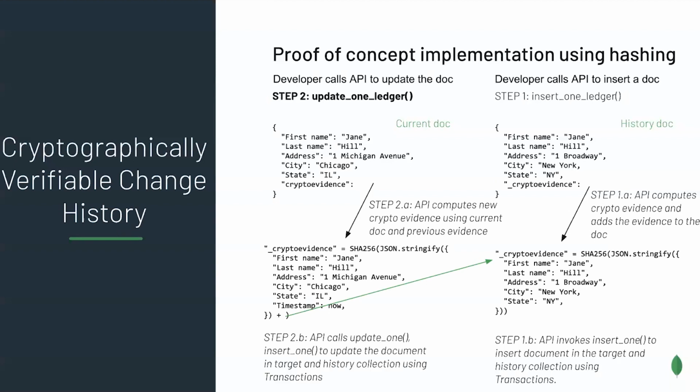Lastly, the update1ledger method in the proof of concept calls the regular update1 method to update the document in the target collection and also insert the document in the history collection. These methods are wrapped within MongoDB transactions.